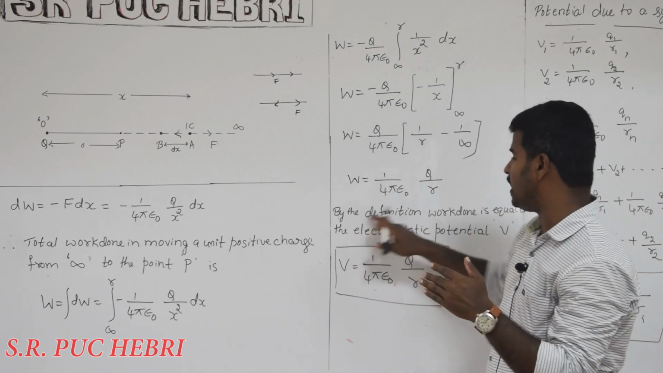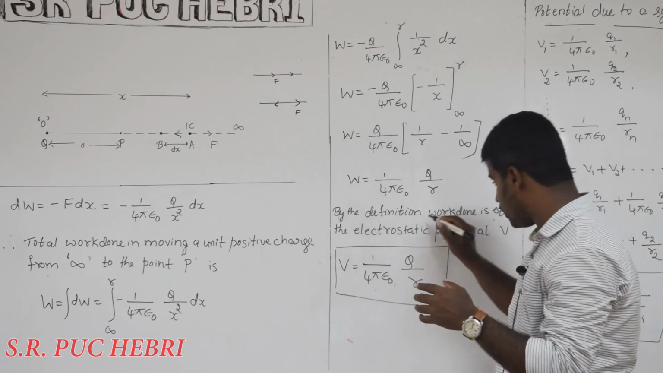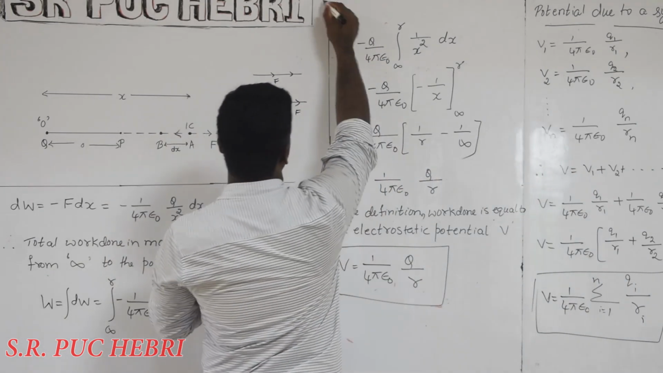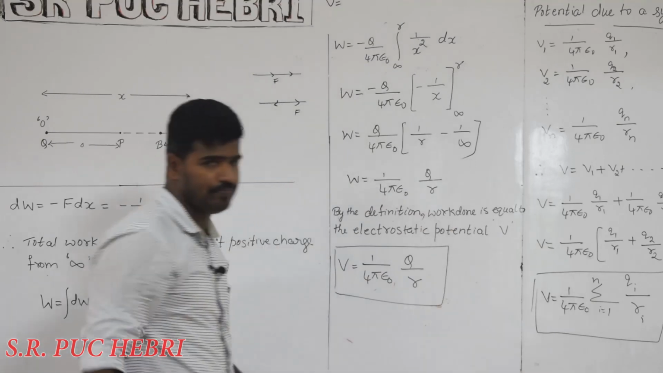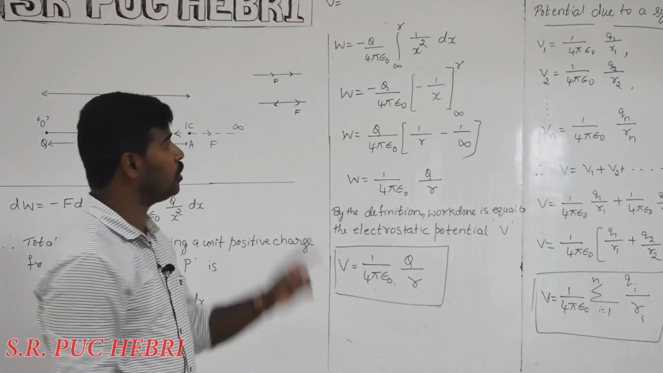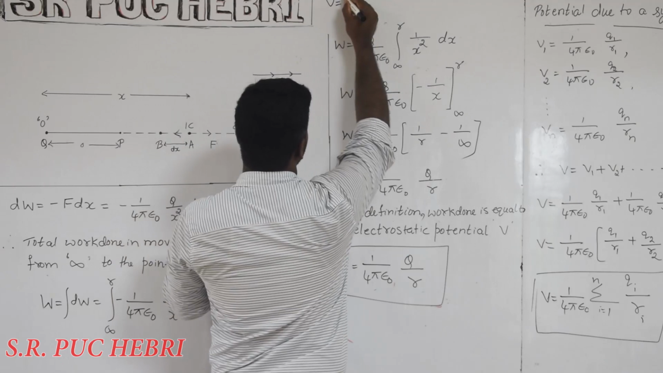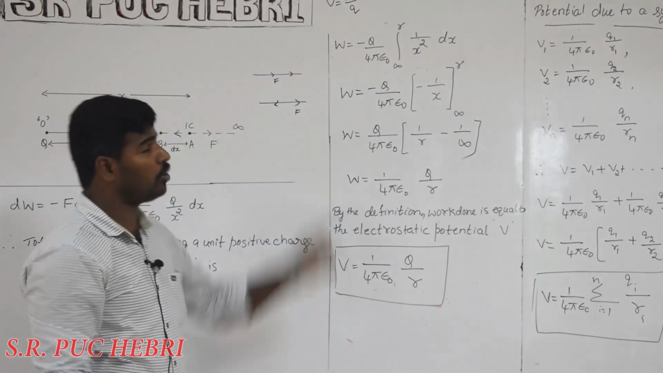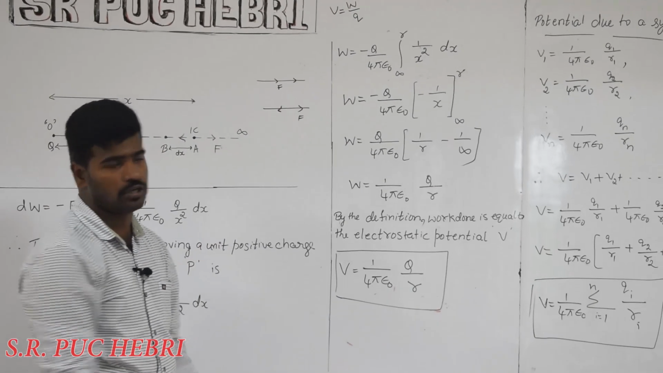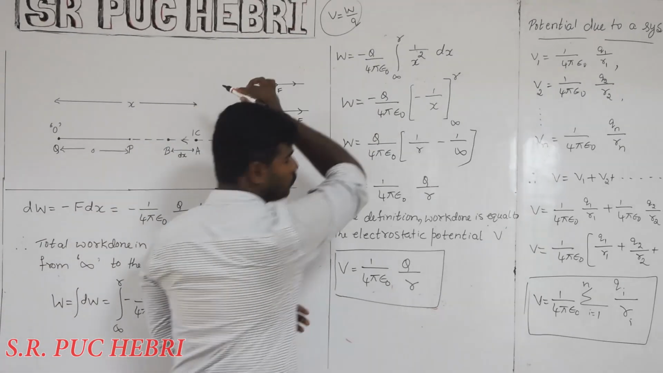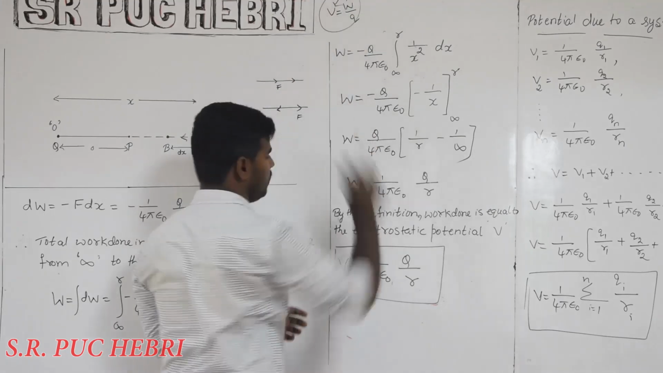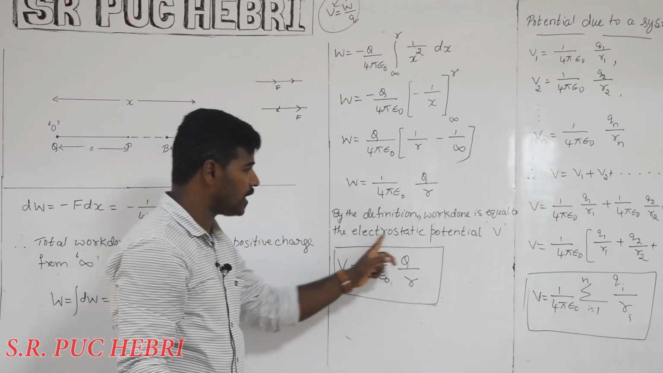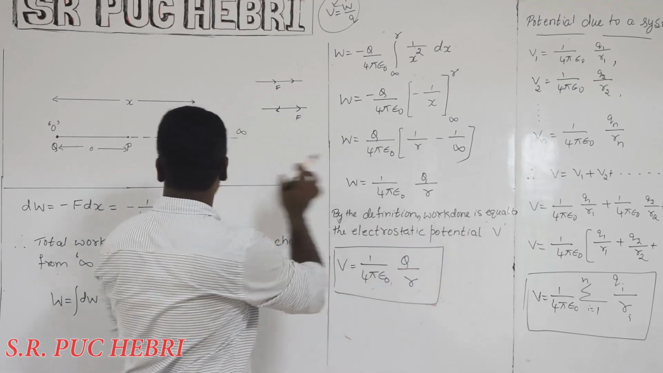Based on that, by the definition of work done, in the last class we studied the electrostatic potential in a mathematical way. I wrote the equation V is equal to W divided by Q. Potential is equal to the work done per unit positive charge. Therefore, W is nothing but potential. By the definition, work done is equal to the electrostatic potential V at the point P.